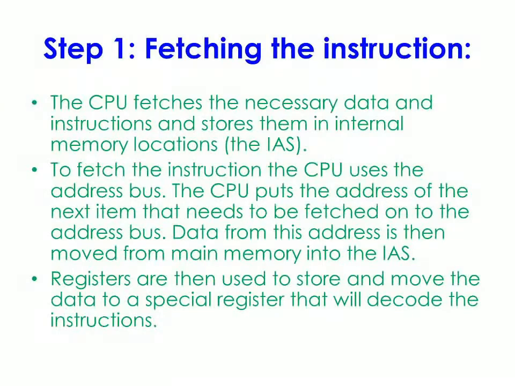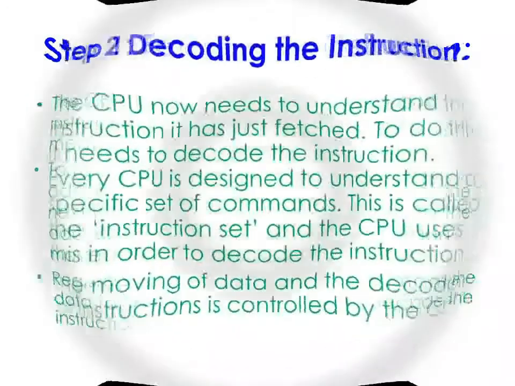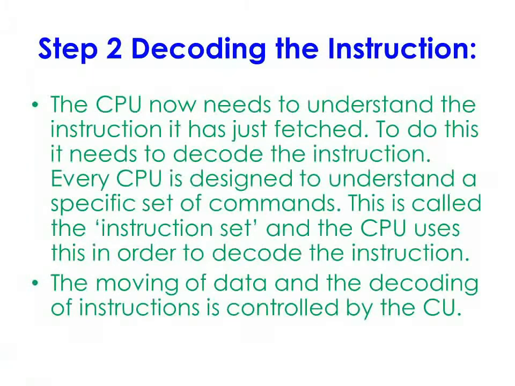Next we will study the next step, decoding the instruction. The CPU now needs to understand the instruction it has just fetched. To do this, it needs to decode the instruction. Every CPU is designed to understand a specific set of commands. This is called the instruction set, and the CPU uses this in order to decode the instruction. The moving of data and decoding of instruction is controlled by the control unit.